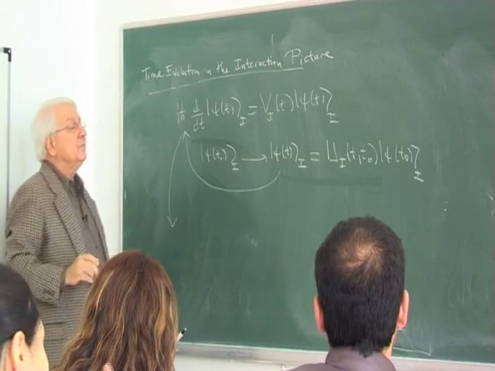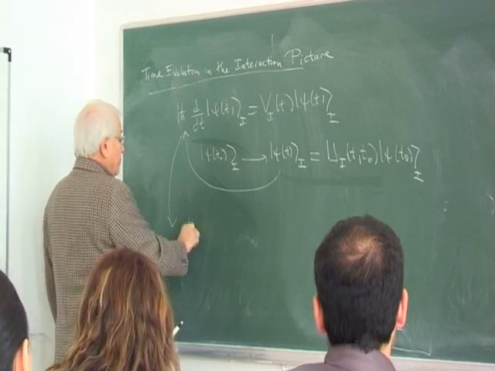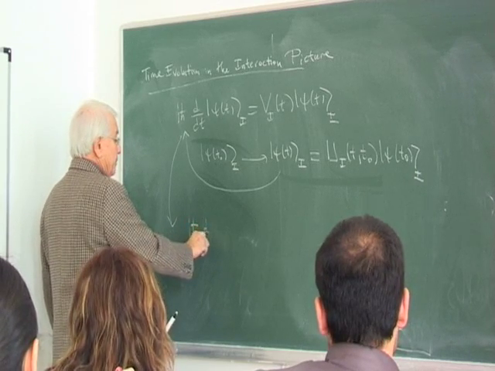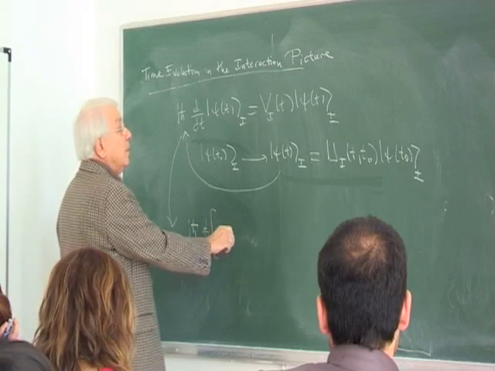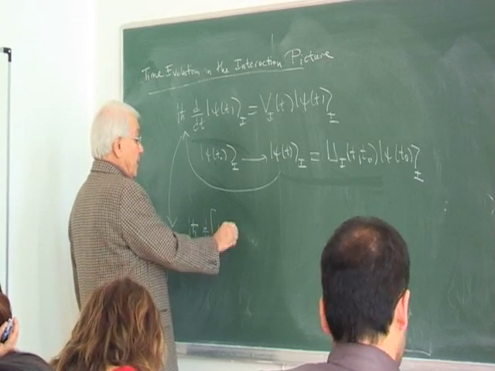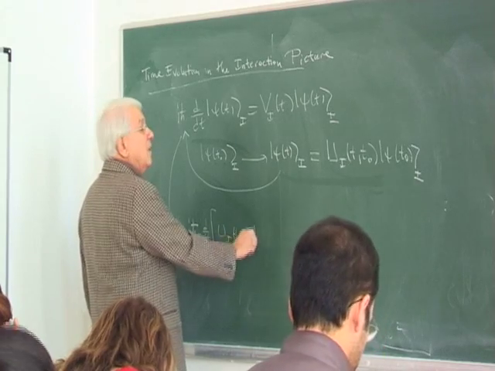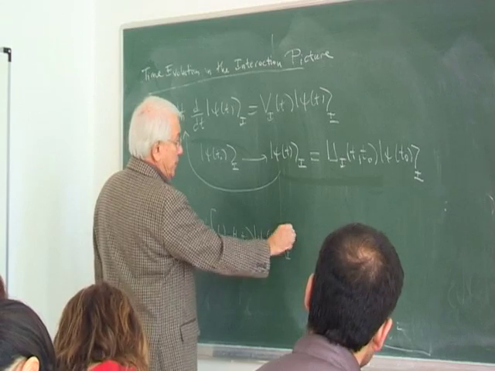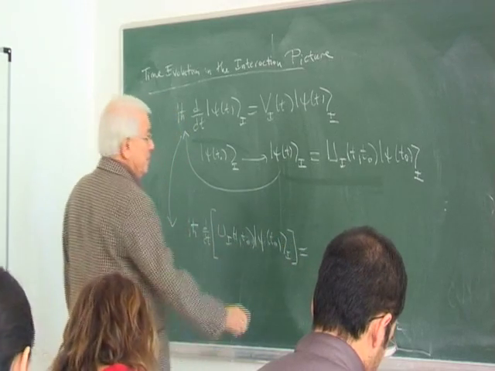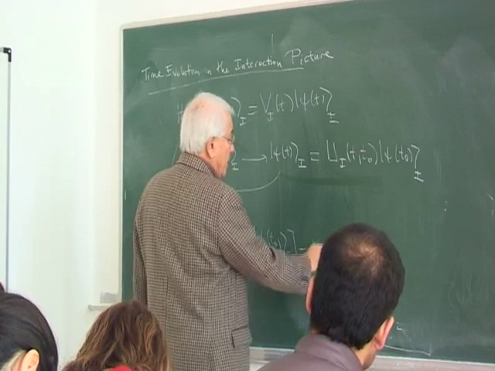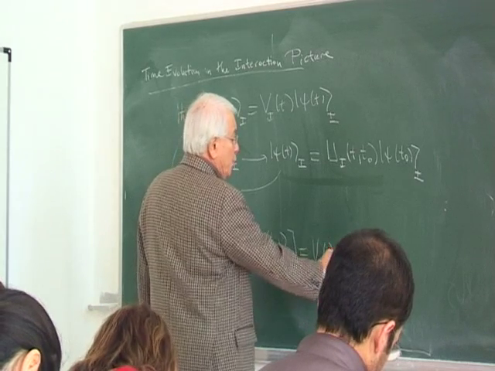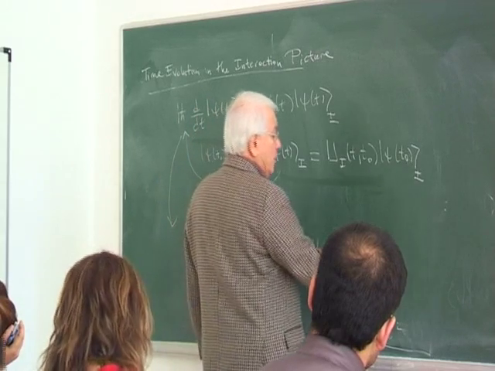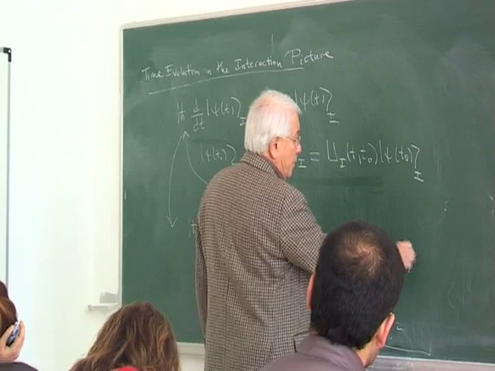So what do I get? I get the following: iħ d/dt of U_I(t,t0) ψ(t0)_I is equal to V_I(t) U_I(t,t0) ψ(t0)_I.